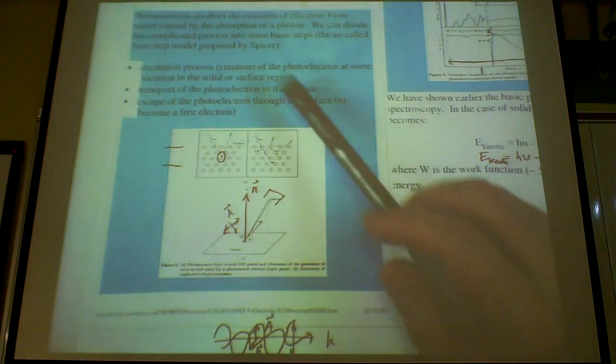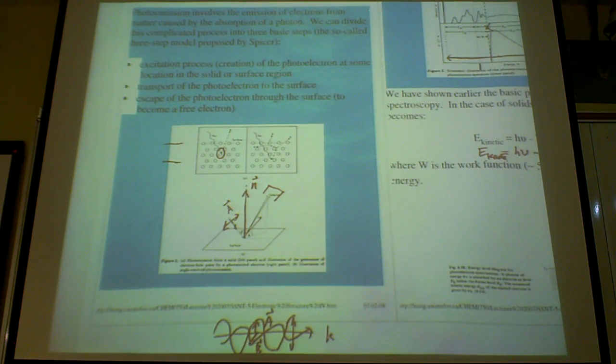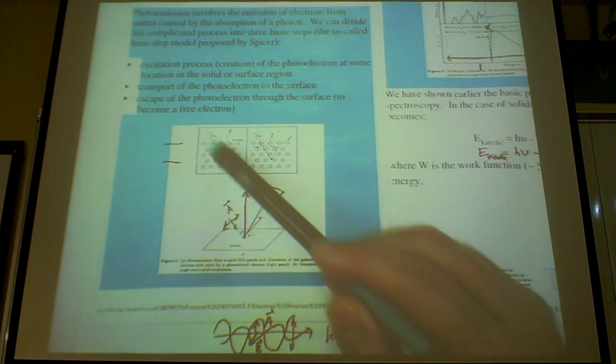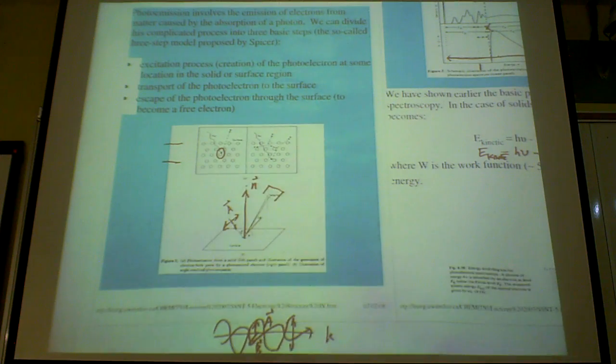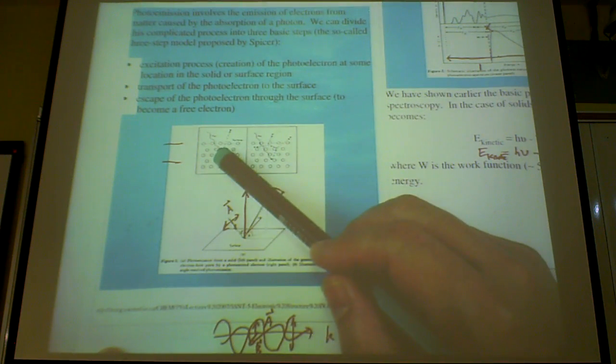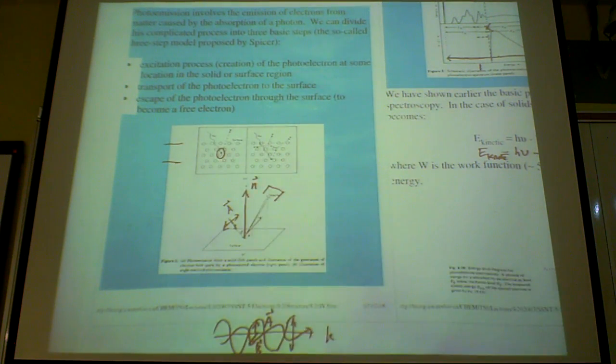So what he said is that first you have an excitation process at some location inside your surface or in the solid. There's an absorption of a photon, and the absorption of a photon creates an excited state, and this excited state generates a photoelectron. So the creation of the photoelectron, near the surface or deep inside the bulk. Okay, so that's the first step.